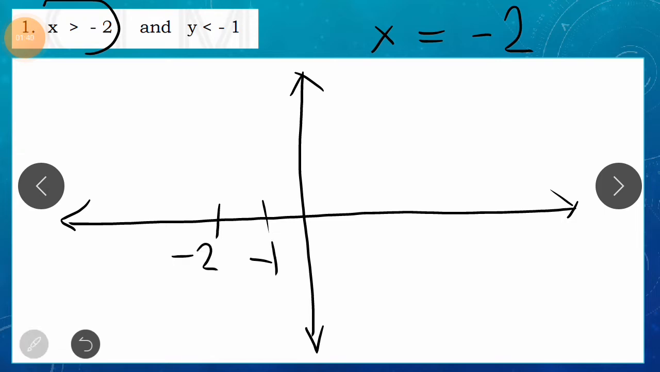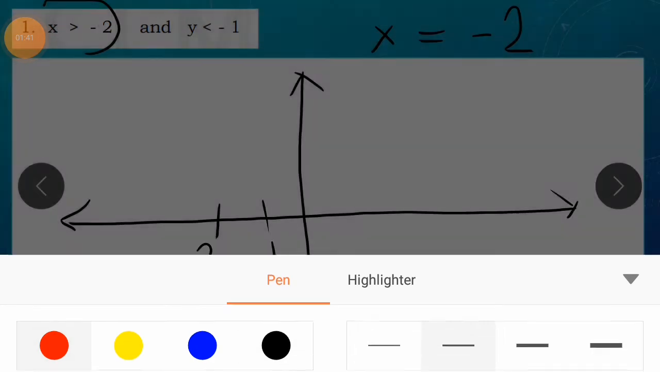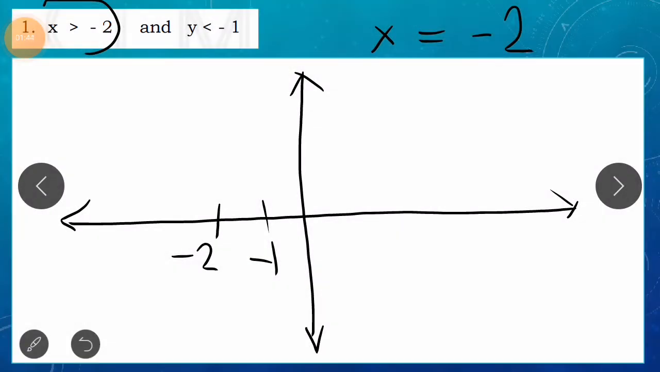So now the question is, what kind of line should we use? Is it a broken line or a solid line? So since the given is greater than, we're going to use a broken line. Okay, a vertical line that passes through -2 of x. Now we're going to test a point to find out which part is the solution. So let's use the origin.